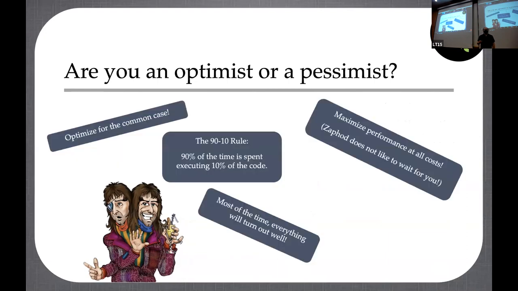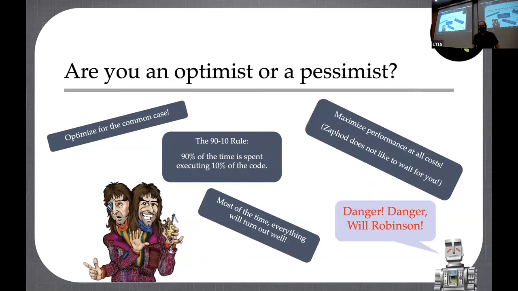Of course, what we want to talk about today is optimism and pessimism in the context of algorithms. Here, Zaphod is pointing out that we should really be optimizing for the common case. You know, we're all taught early on the 90-10 rule. 90% of the time, you're executing 10% of your code. Focus on that common case, optimize that common case, right? Most of the time, it's all going to work out well. Maximize your performance at all costs. This is the story of the optimist.